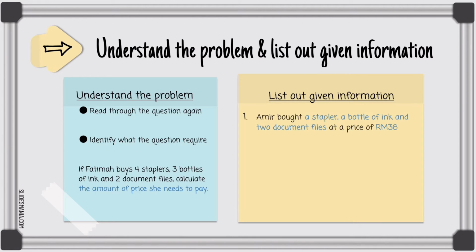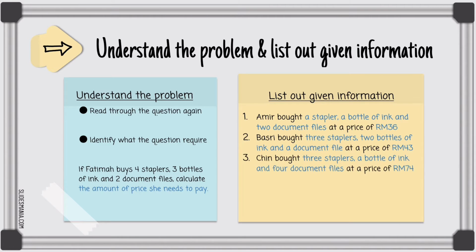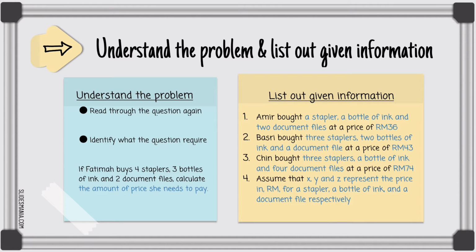The first one is Amir bought a stapler, a bottle of ink, and 2 document files at a price of 36 ringgit. Then Basri bought 3 staplers, 2 bottles of ink, and a document file at a price of 43 ringgit. Next, Chin bought 3 staplers, a bottle of ink, and 4 document files at a price of 74 ringgit. Then it also states that we should assume that x, y, and z represent the price in RM for a stapler, a bottle of ink, and a document file respectively.